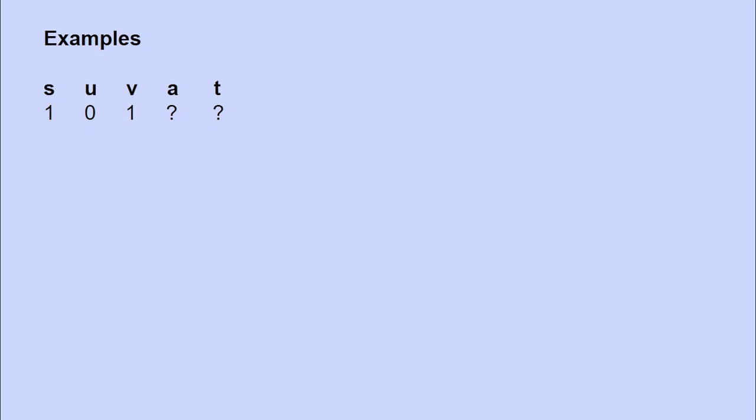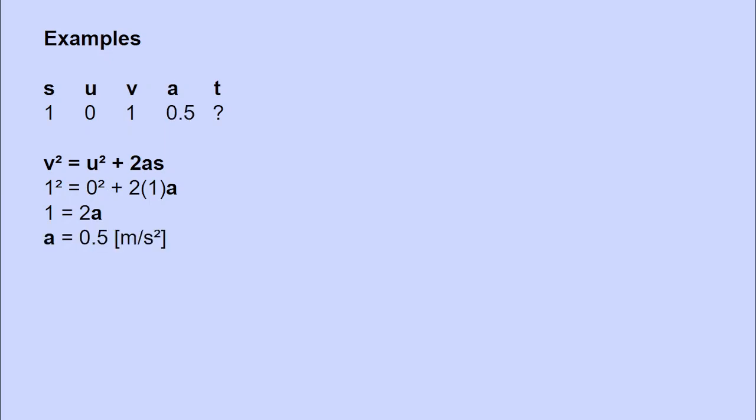Let's take a look at this example. s equals 1, u equals 0, v equals 1. What are the values of a and t? Let's use the equation v squared equals u squared plus 2as. 1 squared equals 0 squared plus 2 times 1 times a. 1 equals 2a. a equals 0.5 meters per second squared.